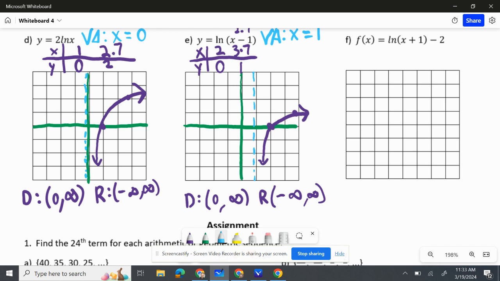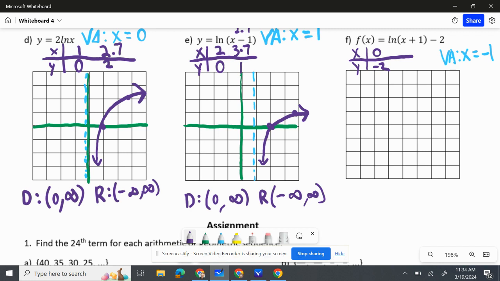So for our last one, our vertical asymptote, we have x is equal to -1. And then when we're doing our table of values, what gives us a 1 would be a 0. 0 plus 1 is 1. Natural log of 1 would be 0. Minus 2 is -2.